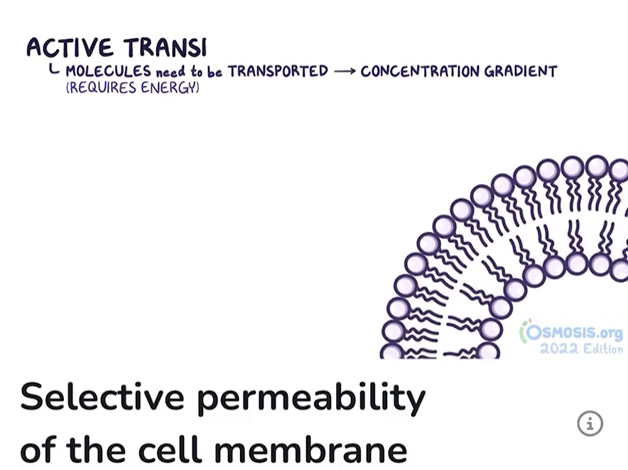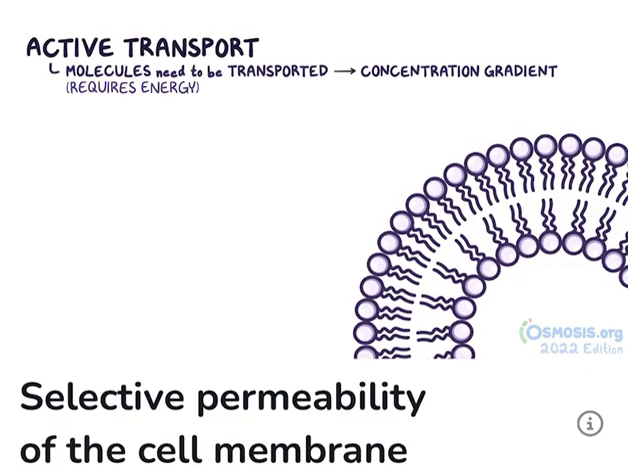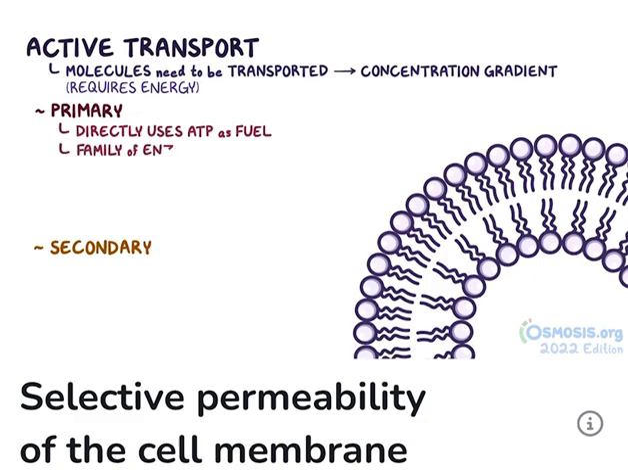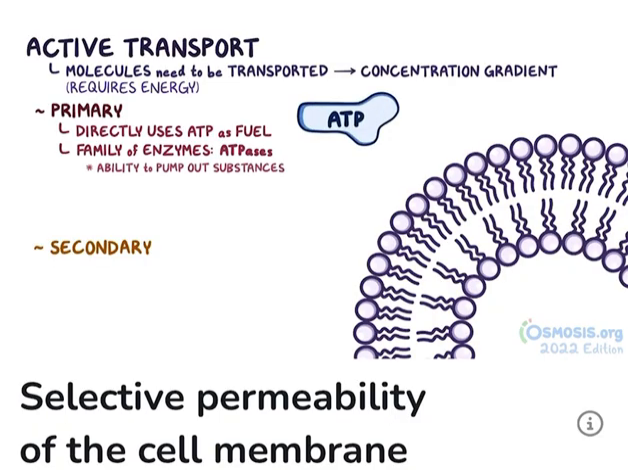But sometimes molecules need to be transported against their concentration gradient. That requires energy, or active transport across the cell membrane. Now there are two kinds of active transport: primary and secondary. Primary active transport directly uses ATP as fuel, and it's done by a family of enzymes called ATPases. ATPases have the ability to pump out substances, like ions, using ATP.